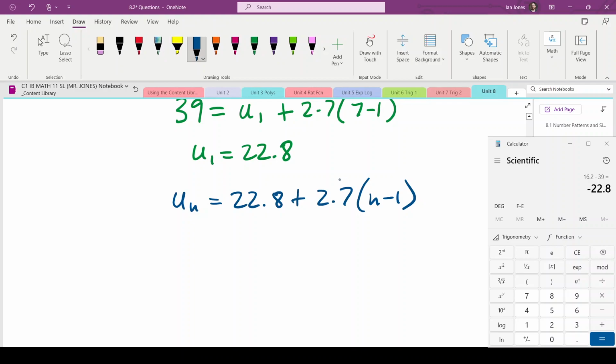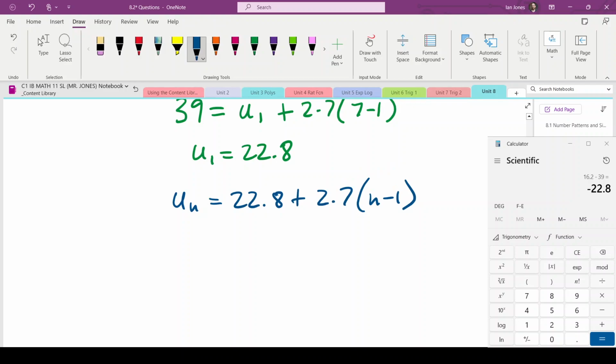Okay, some people like to distribute the 2.7 and collect like terms here. Watch out for that. That could happen, right? So we could have 2.7n plus, what would that be when we subtract off 2.7? 20.1, right? That's an alternative representation. Other people like to just leave it alone.